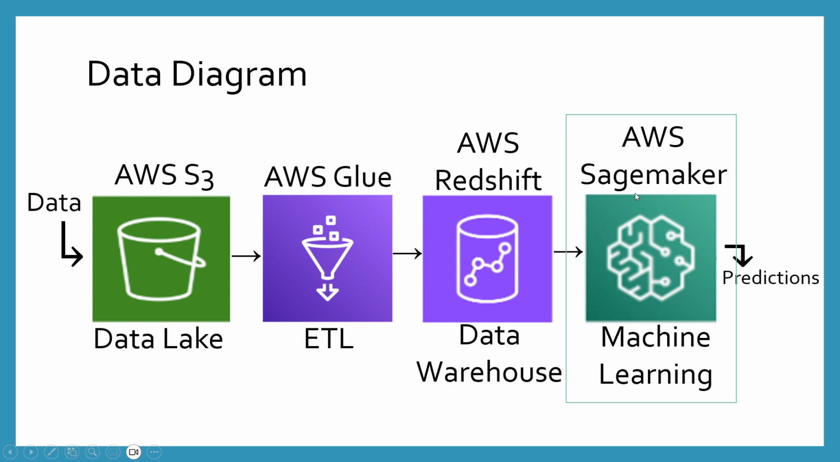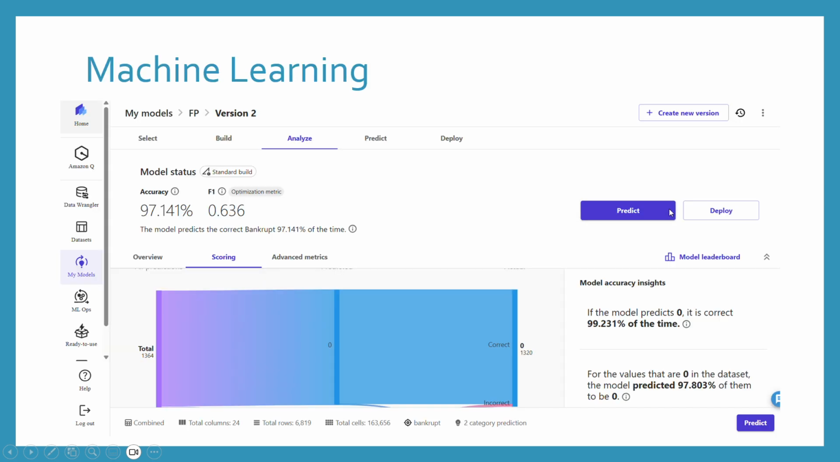What we do is feed it our consolidated data set, and this is the model it creates for us. As we can see, the model predicts bankruptcy status with 97% accuracy, which is very high. On the right, if the model predicts that a company will not go bankrupt, it's correct 99% of the time. So it's a very accurate model.